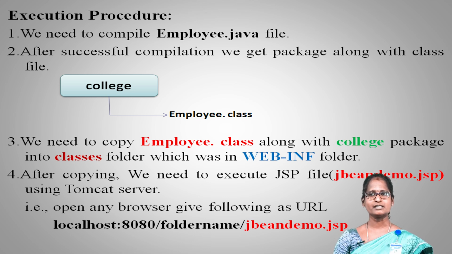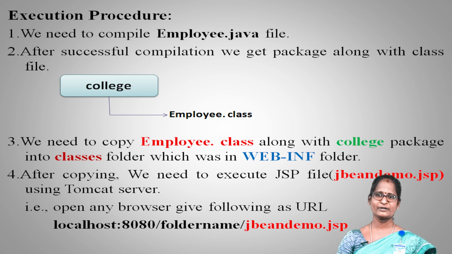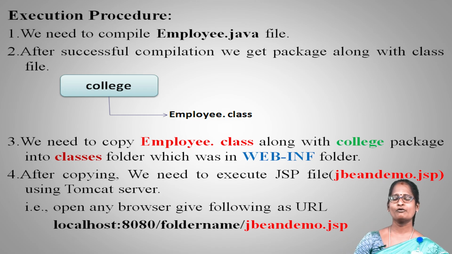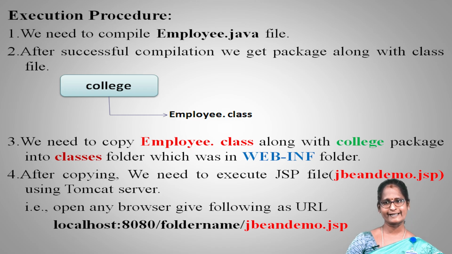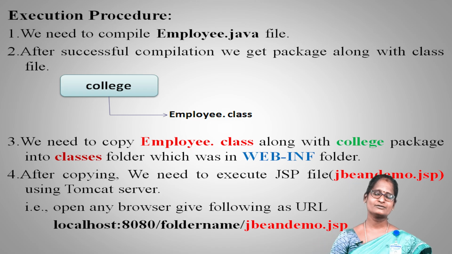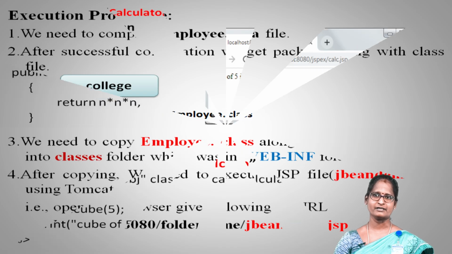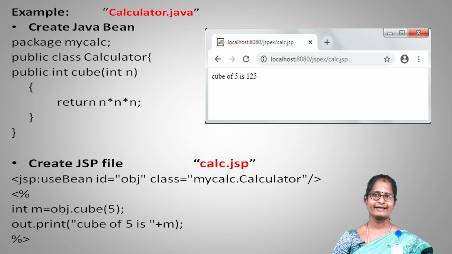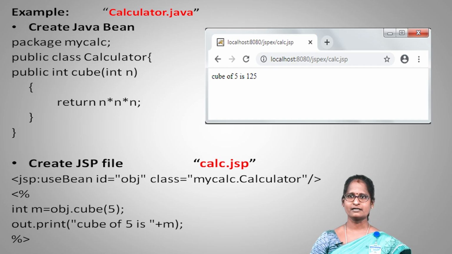Open any browser, give the following as URL: http://localhost:8080, then folder name, then your file name, that is jbindemo.jsp. Then see the output in the web page. There the old employee details are given and the new employee details are given, as well as the calculated values on the page.